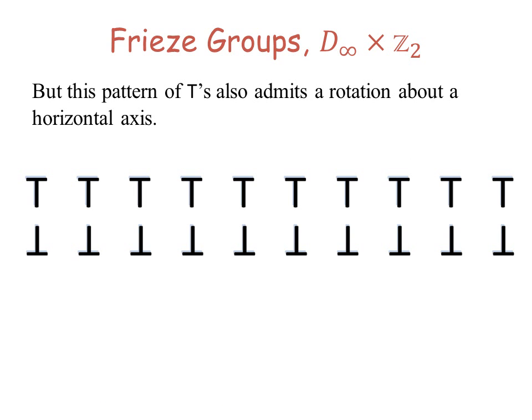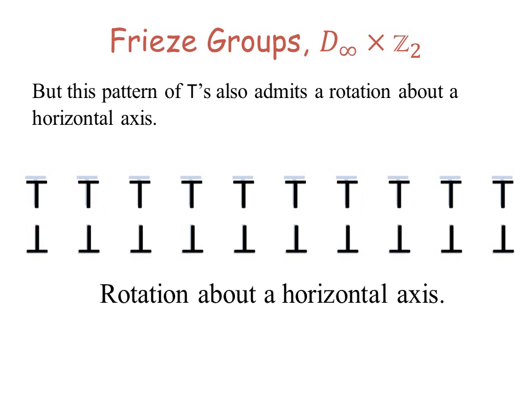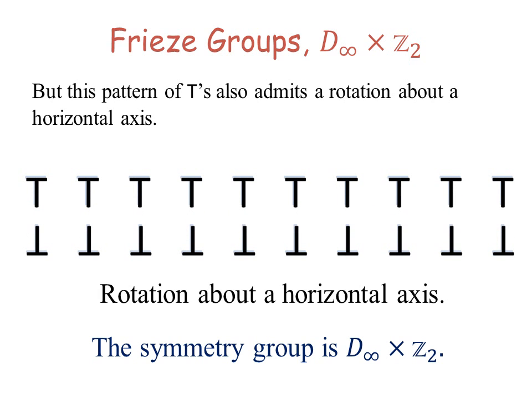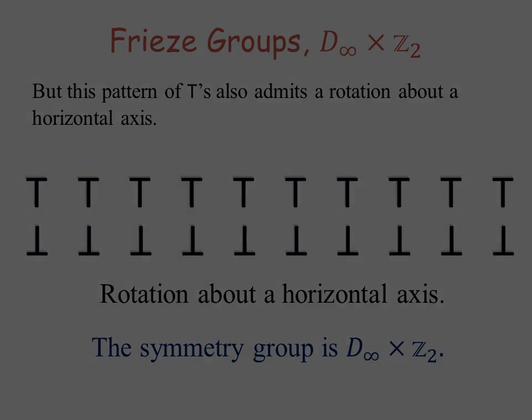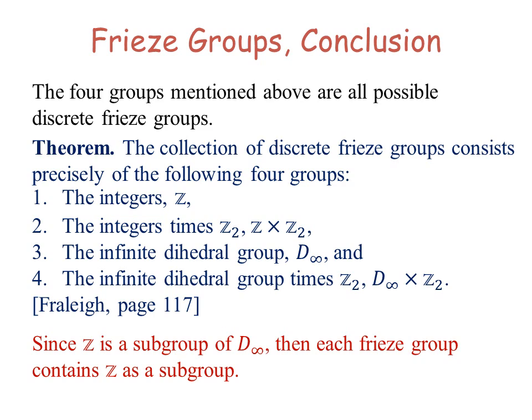But this pattern of T's also admits a rotation about a horizontal axis. The symmetry group is D sub infinity cross Z2. We have now seen an example of each of the Frieze groups.